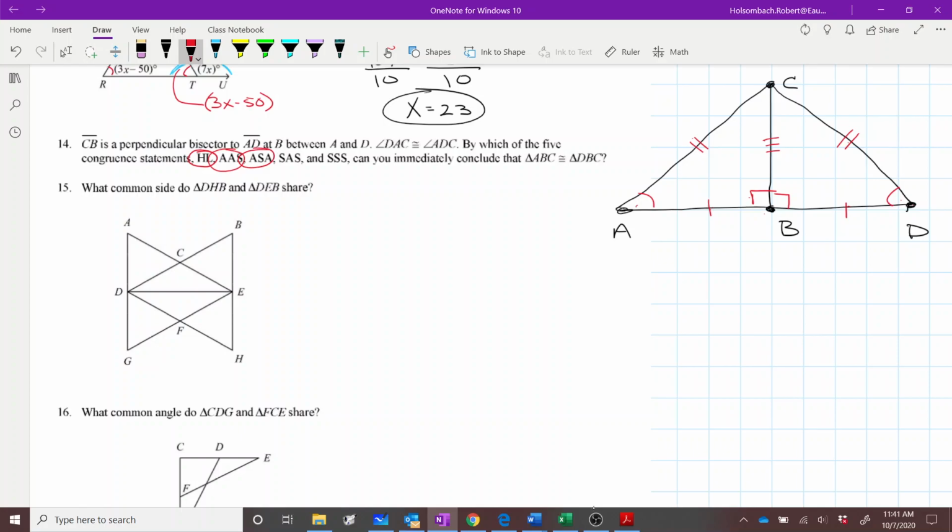We've got a side, an angle, and a side congruent to a side, an angle, and a side. And we've got three sides of one congruent to three sides of another. So I'm going to say all. You can use all those statements to conclude the two triangles are congruent.